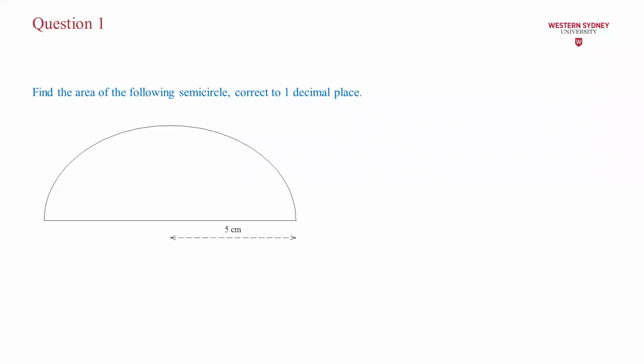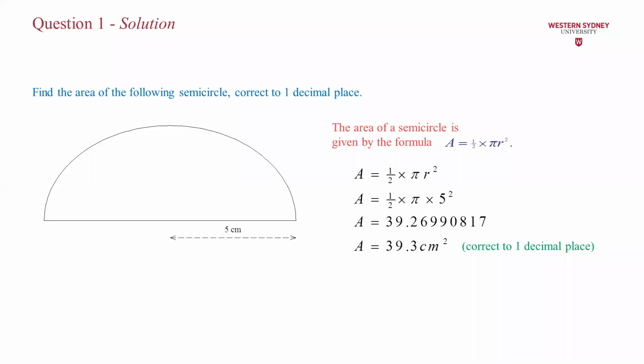Question 1. Find the area of the following semicircle, correct to 1 decimal place. As a semicircle is half a circle, then the formula for the area of a circle must be halved. Since we are given the radius, substitute the value of 5 for the radius into that formula. Use your calculator to get an answer and then round it correct to 1 decimal place to 39.3 centimetres squared. Alternatively, you could calculate the area of the whole circle first and then halve your answer.